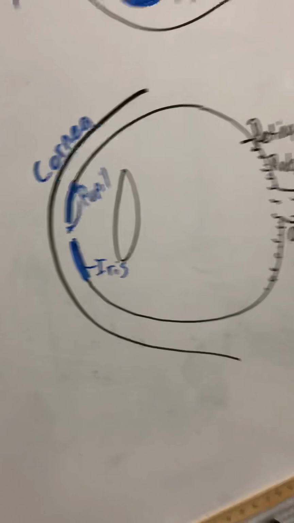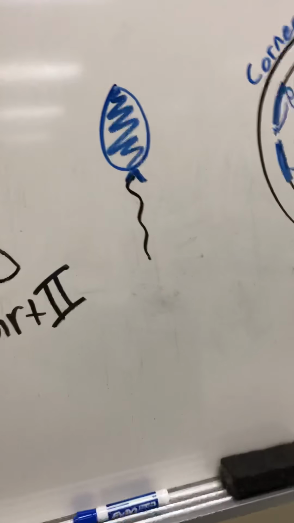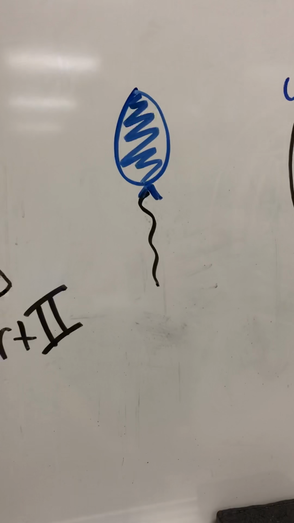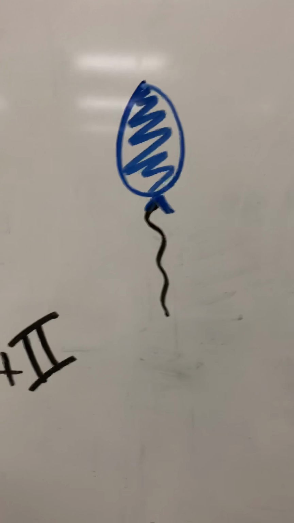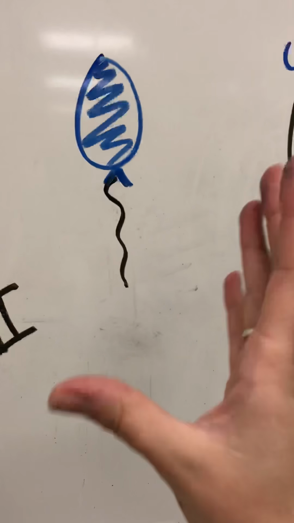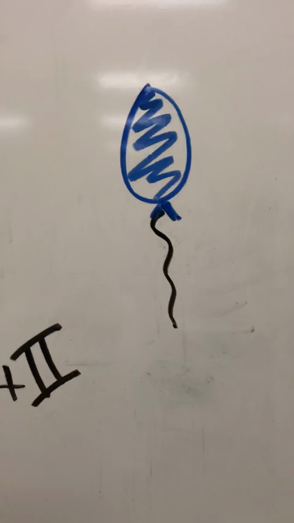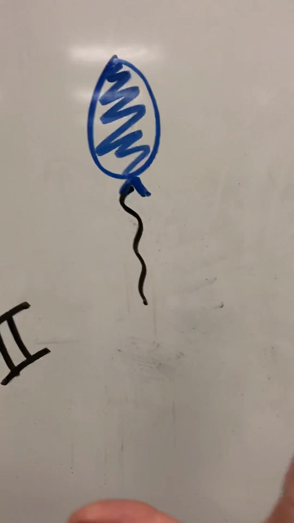So let's just say we've got our handy dandy picture of an eye here. And we'll pretend this is your eye. Your eye sees a balloon. So what's happening is, first off, the white light from the room is currently shining on that balloon. And remember, white light is actually all the colors of light, but it's just combined. It's not broken down. So the white light is shining on the balloon.